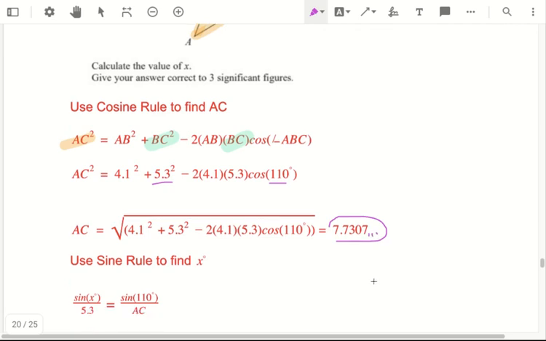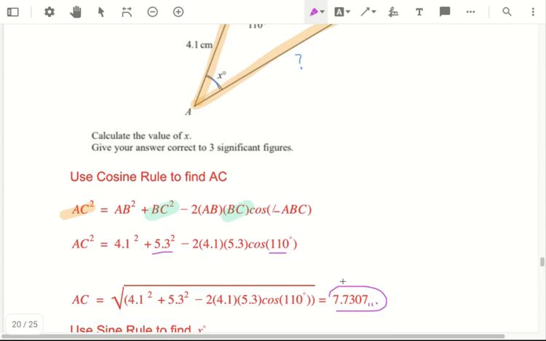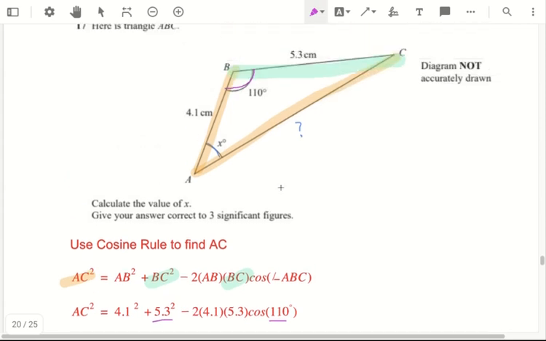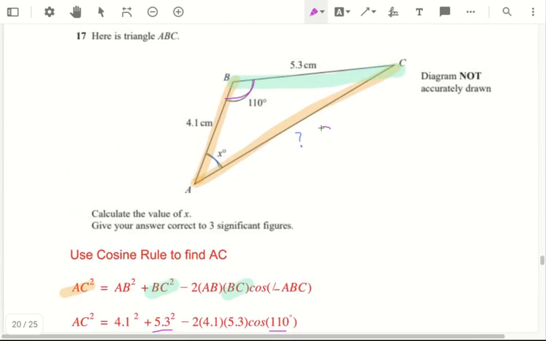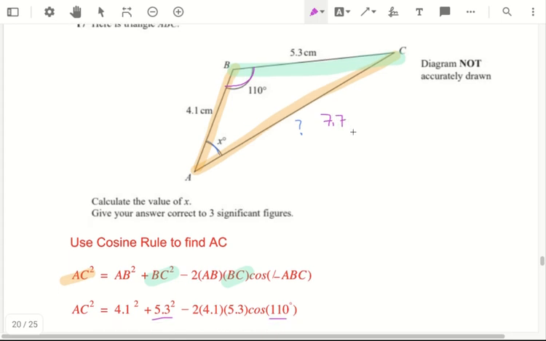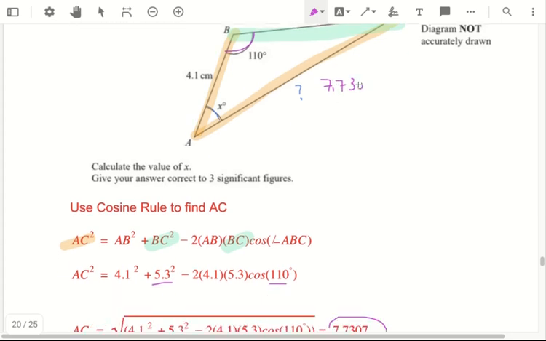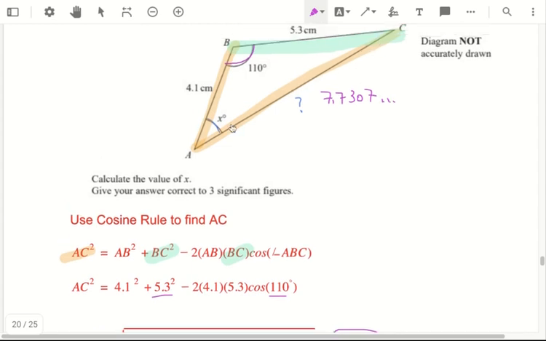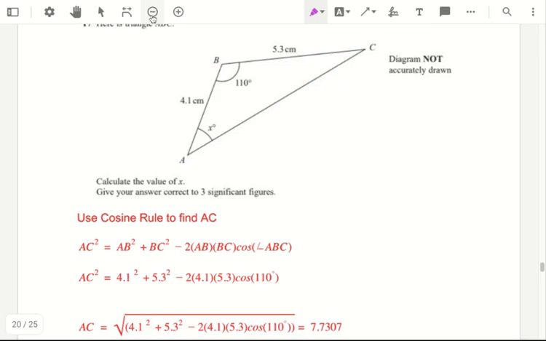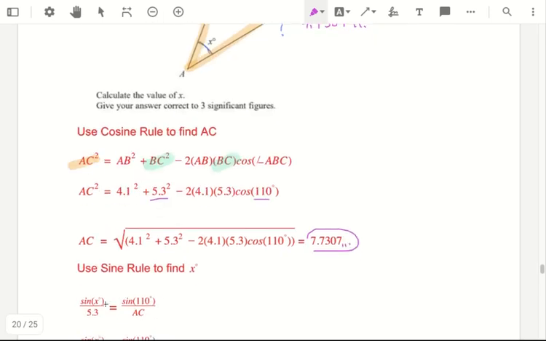Okay, then we've got AC now. AC is 7.7307 dot, dot, dot. We've got AC now, but our aim is to find x. You can see that the opposite length for the angle is 5.3, and then the opposite length for 110 is this. So we can use the sine rule, can't we? So we'll use the sine rule, which is this.